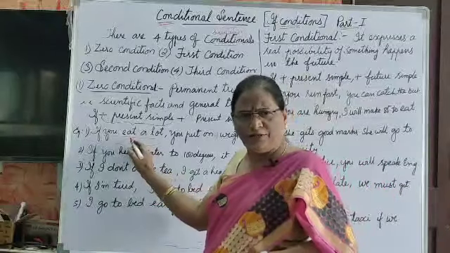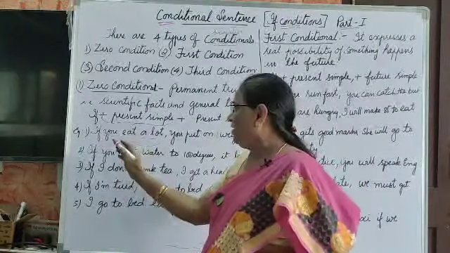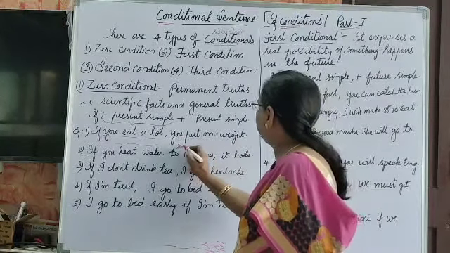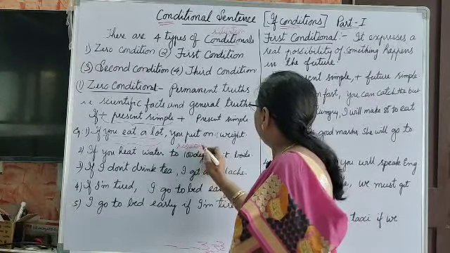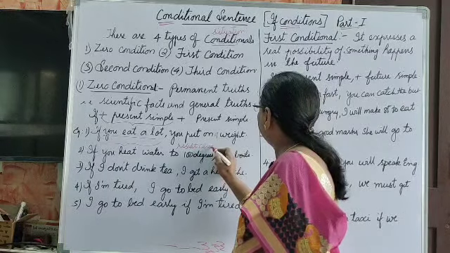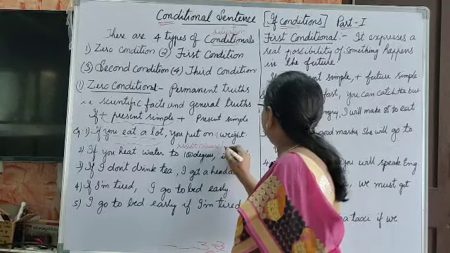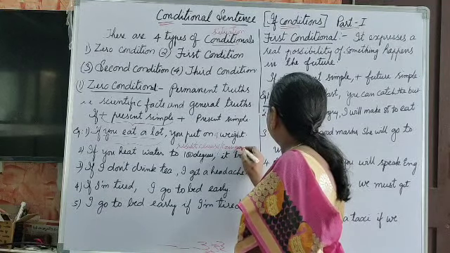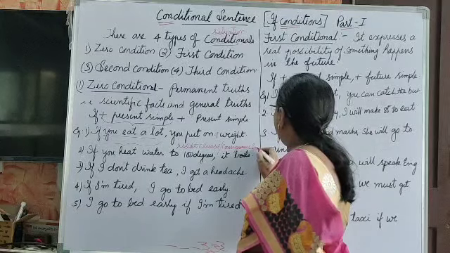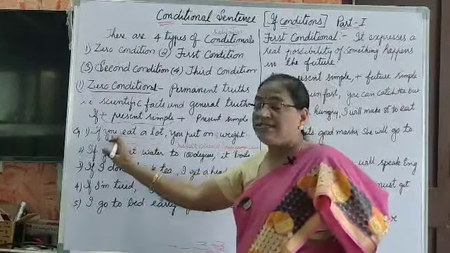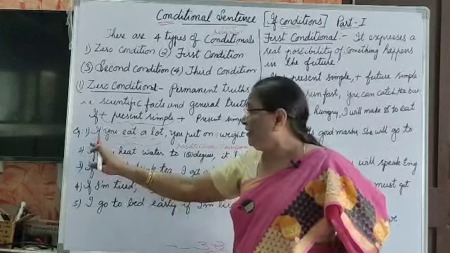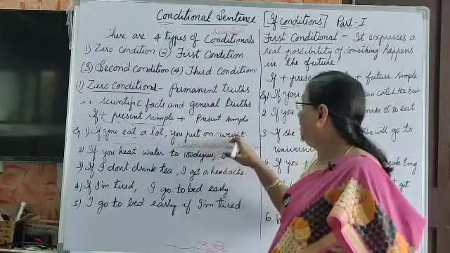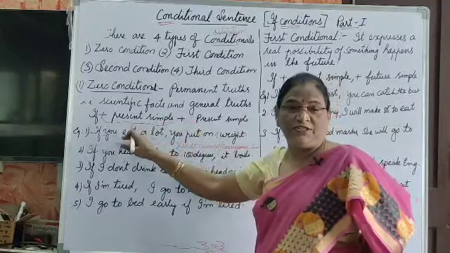That is a general truth. This comes under general truth. This is the if condition and this is the result. Put on weight, this is the result clause or consequence clause. So this is the if condition, and if you eat a lot, what happens? This shows the result: you put on weight. So this is the condition and this is the result.